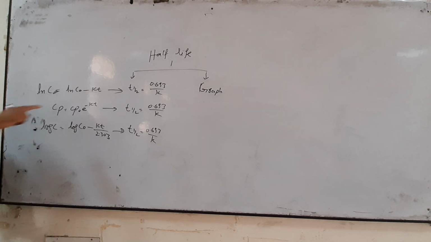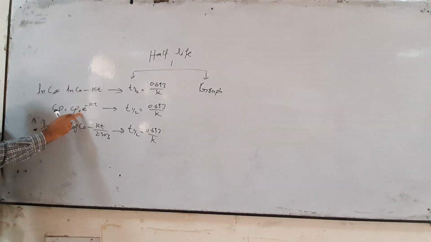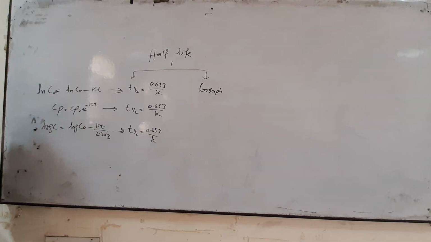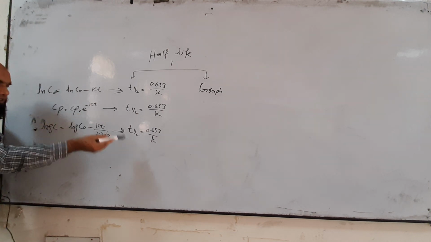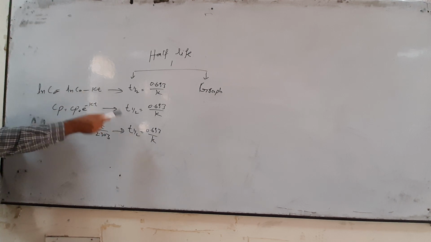Either we will solve it this way, or the last one. In the last case, I just apply the log and divide the minus Kt value by 2.303, which is the factor for the conversion between ln and log. Then we can also convert this equation to this equation to this.